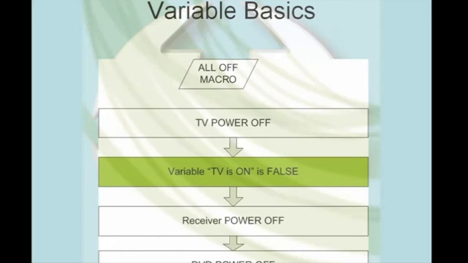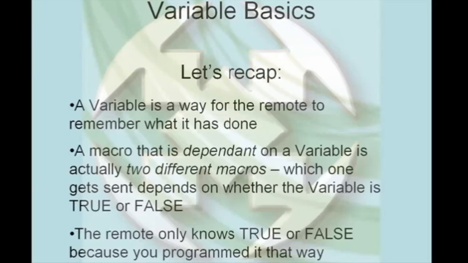Yep, hopefully you guessed that. Whenever we turn the TV back off, like the all-off macro you see on the screen, we must remember to tell the remote control that the variable is changed back to its default state. The green box shows us how that would appear in your macro.